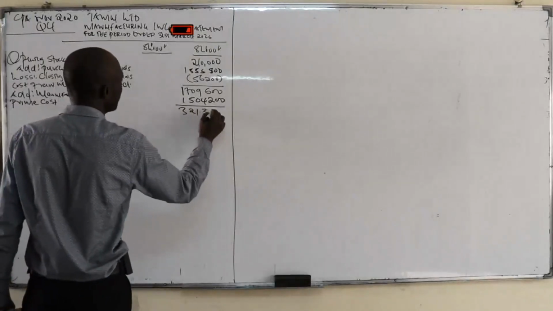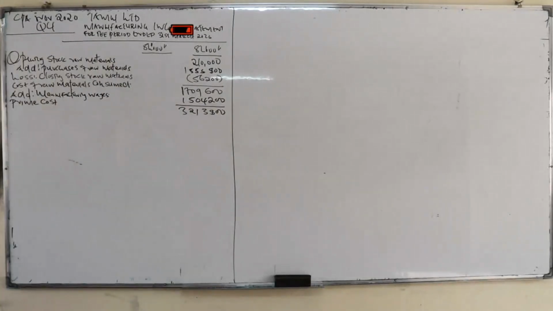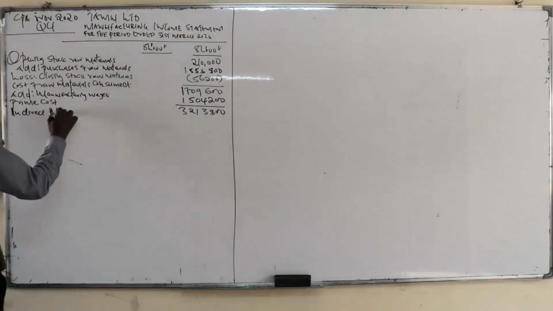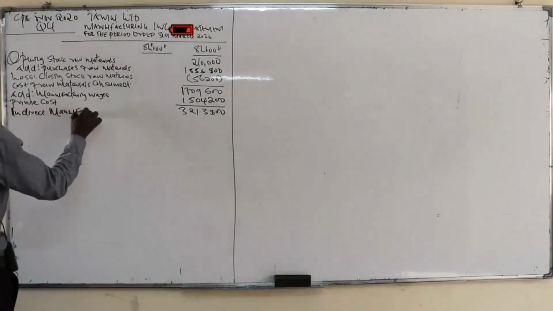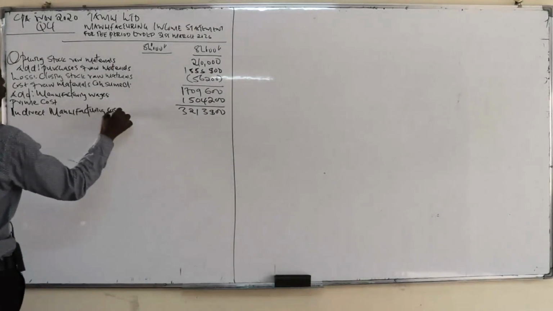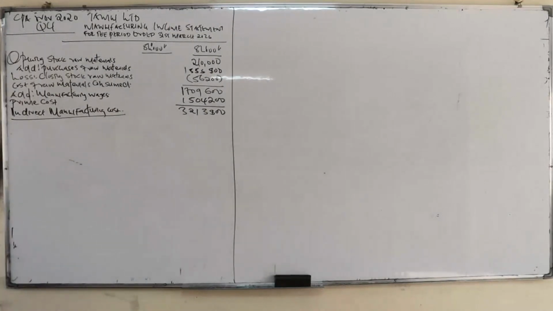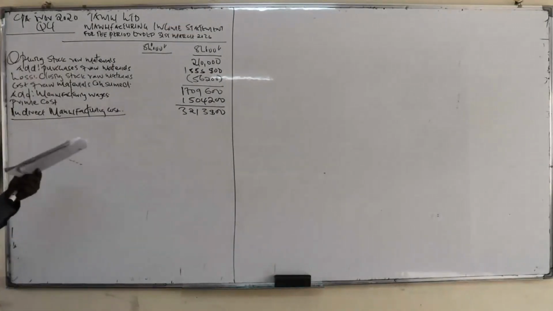321, 3? Like this. It's correct, isn't it? And then you add indirect manufacturing cost now here. You add indirect manufacturing cost or overheads. So you call them indirect manufacturing cost or overheads. Indirect manufacturing cost, you can list them in this line.